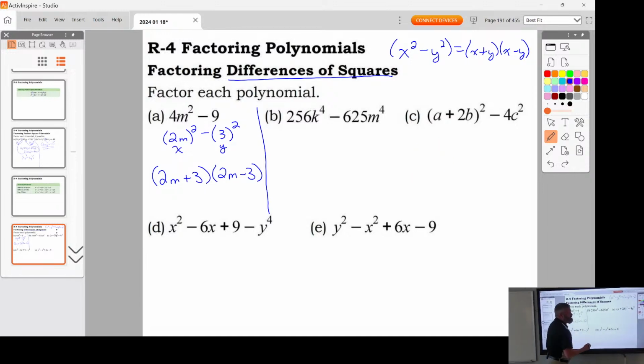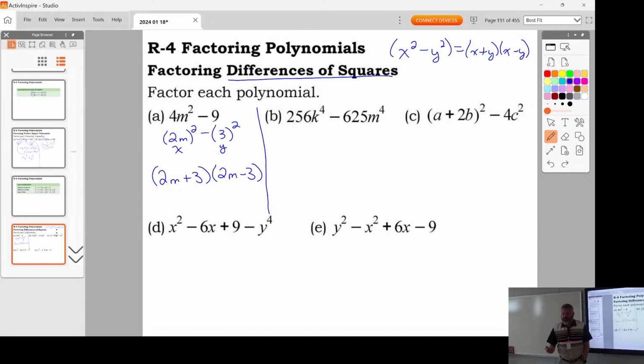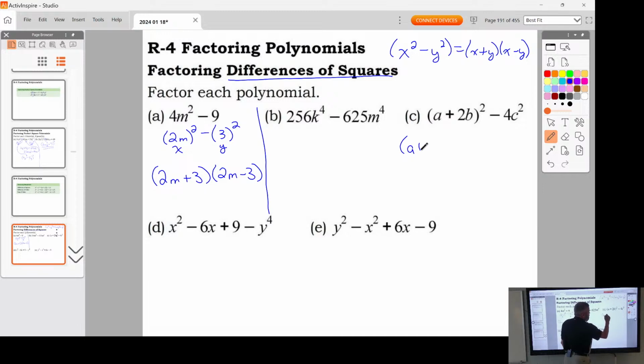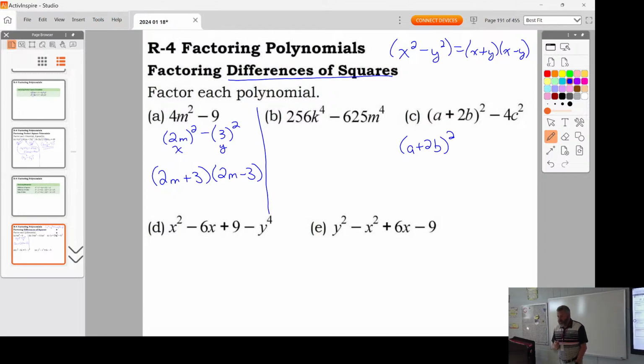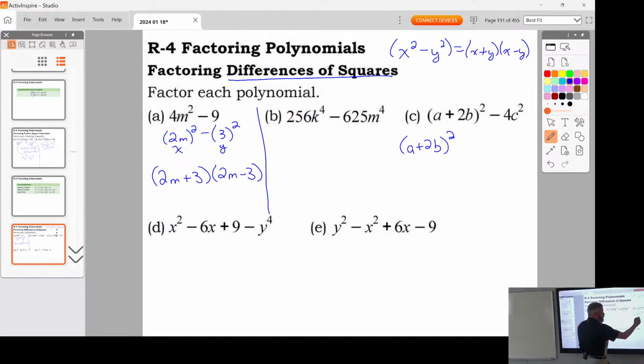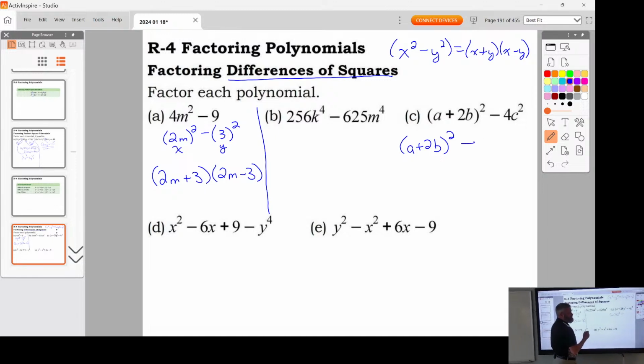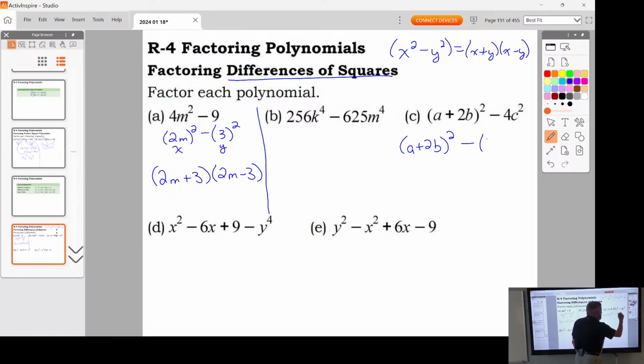All right, so starting off with C, do I have a difference of two squares? Is my first term a perfect square? Yeah. Is a plus 2b squared a perfect square? It's kind of in the name, right? So this is a perfect square. So I'm just going to write it down. a plus 2b squared. Is 4c squared a perfect square? Yes. What do you square to get 4c squared? 2c.